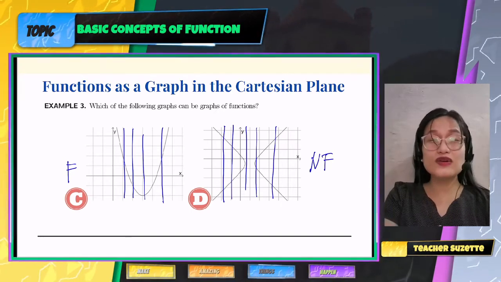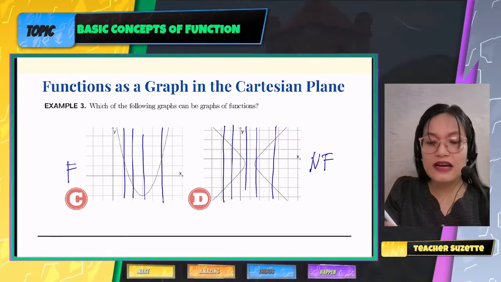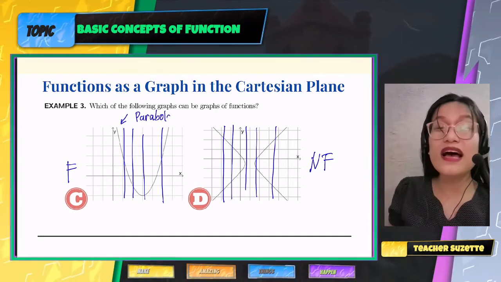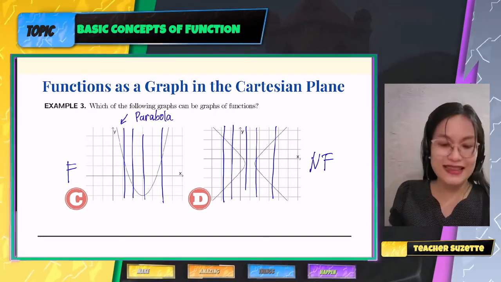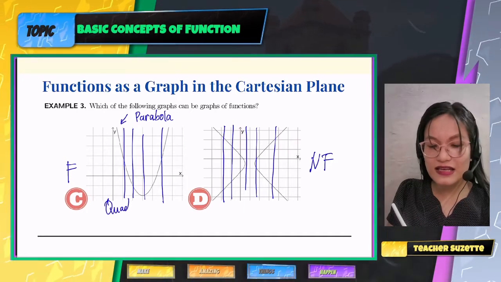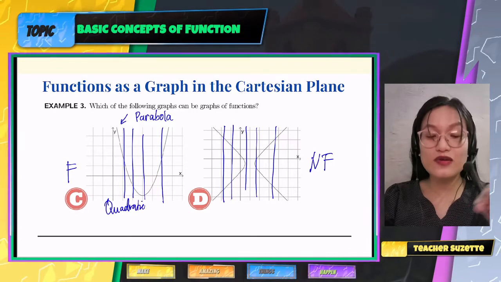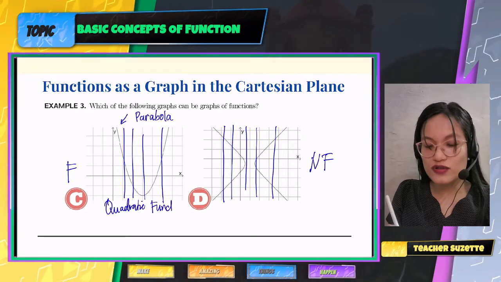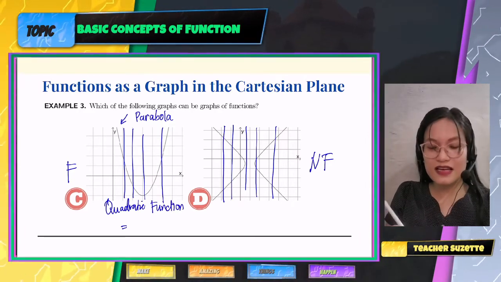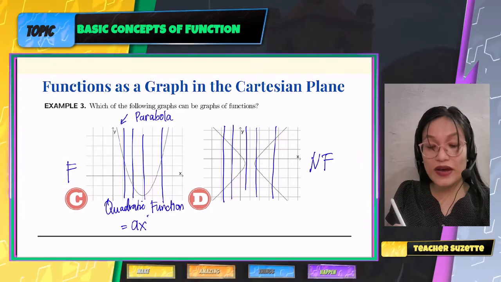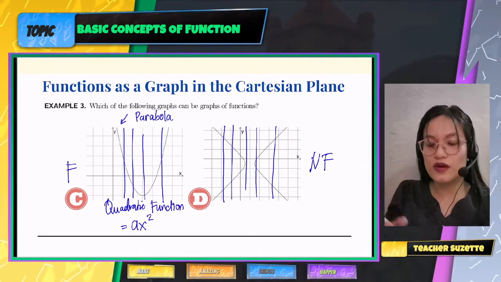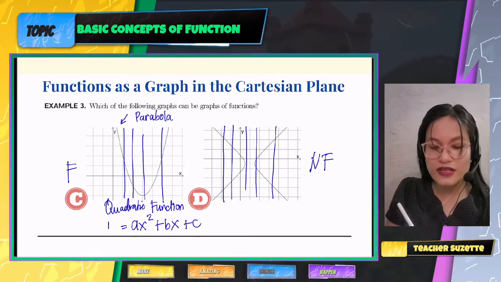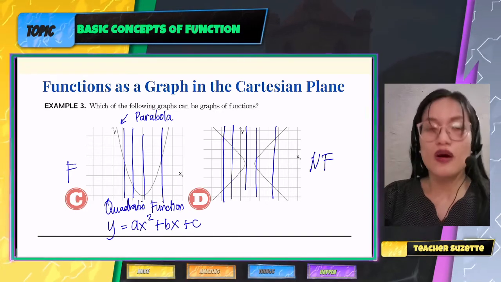Kung natatandaan nyo, this is a graph which is what you call a parabola. And ang parabola ay graph siya ng quadratic equation or quadratic, particularly kasi function siya, so therefore, this is a graph of a quadratic function. So, ang quadratic, ang form niya is ax squared, highest exponent of x is 2, plus bx plus c. Then, dahil function nga po siya, so express natin siya in equal to y.